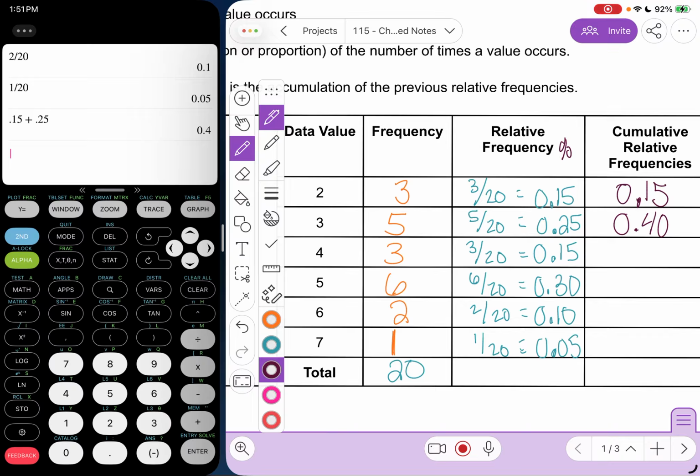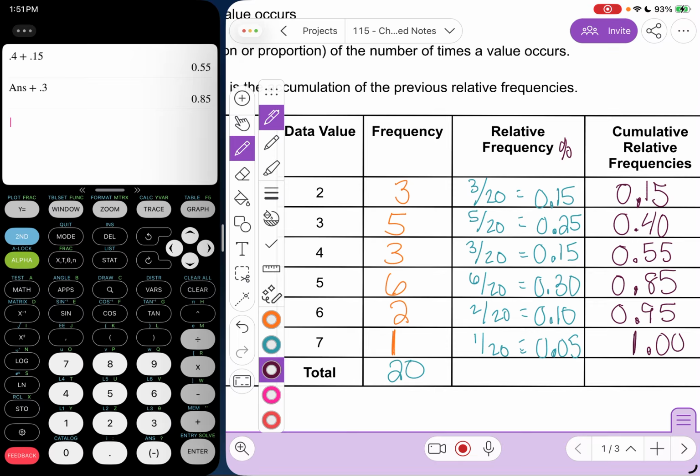Shadow. Enough. Okay. Then we're going to add the 4 to that. So add 0.15. 0.4 plus 0.15 is 0.55. Then you add the next one, and you get 0.85. So you're just accumulating, adding them up as you go. Add 0.10, you get 0.95. Add 0.05, you get 1. So by the time you get to the top, hopefully, it should add up to 100%.